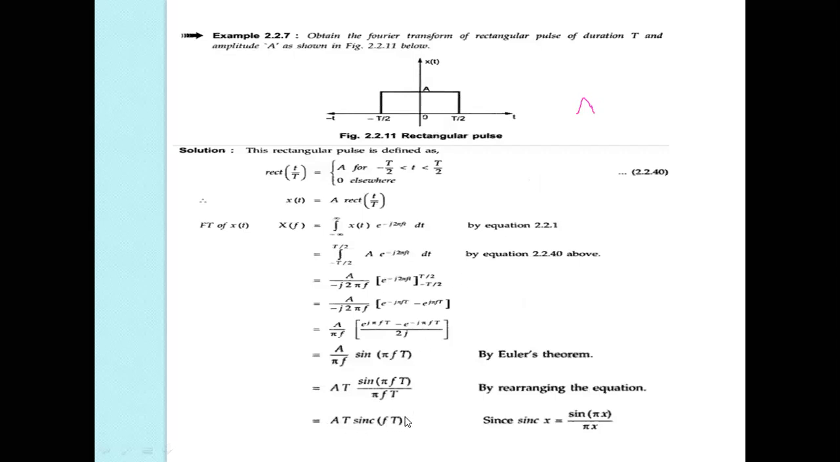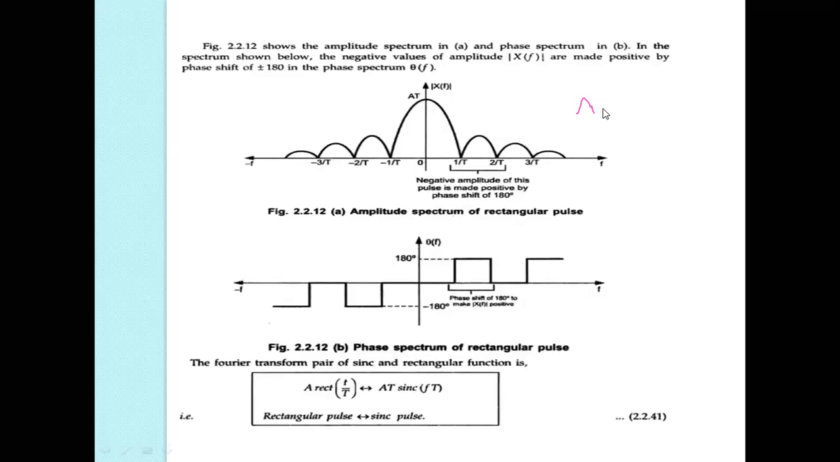The AT and the sinc FT. In that, they're explaining that the negative values of the magnitude of X(f) are made positive by a phase shift of plus or minus 180 degrees in the phase spectrum. So it becomes a positive cycle, and those are the zeros. And again, the phase shift is 180 degrees to make a positive magnitude of X(f).